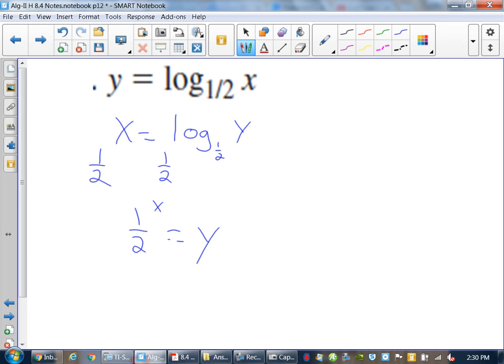I exponentiated it. It just so happens in this case the base of the logarithm is a fraction, which is fine. And there's a reason we can do fractional bases for logarithms, and it's going to help us next week when we graph them.